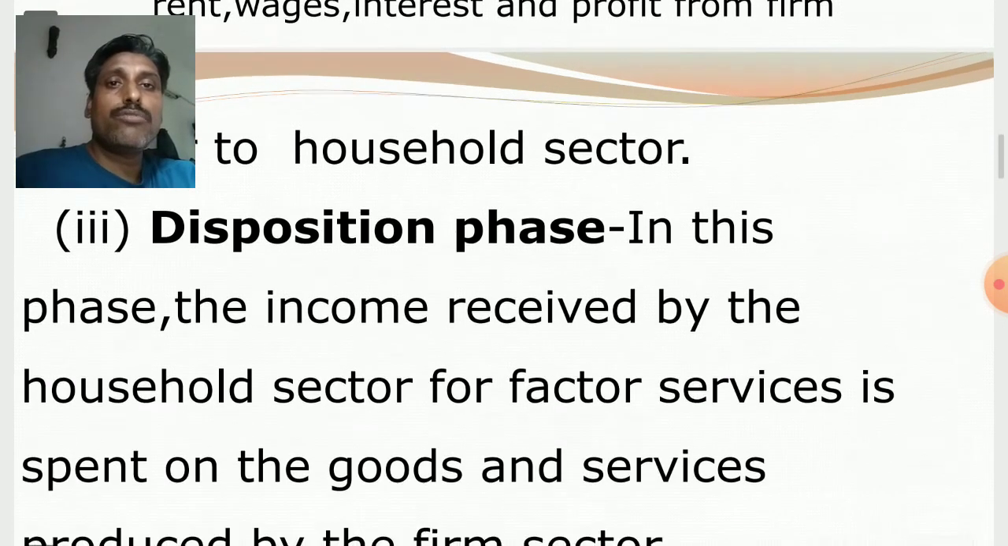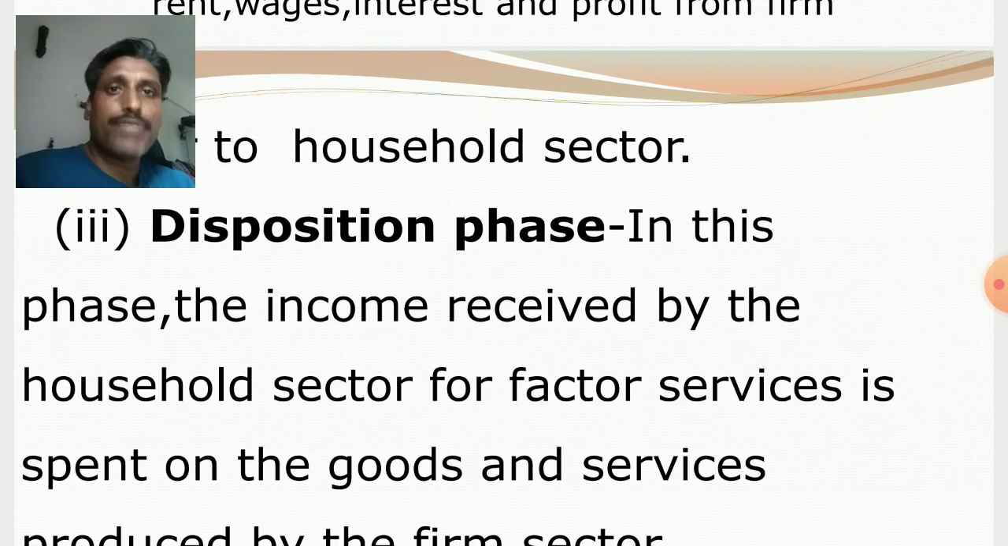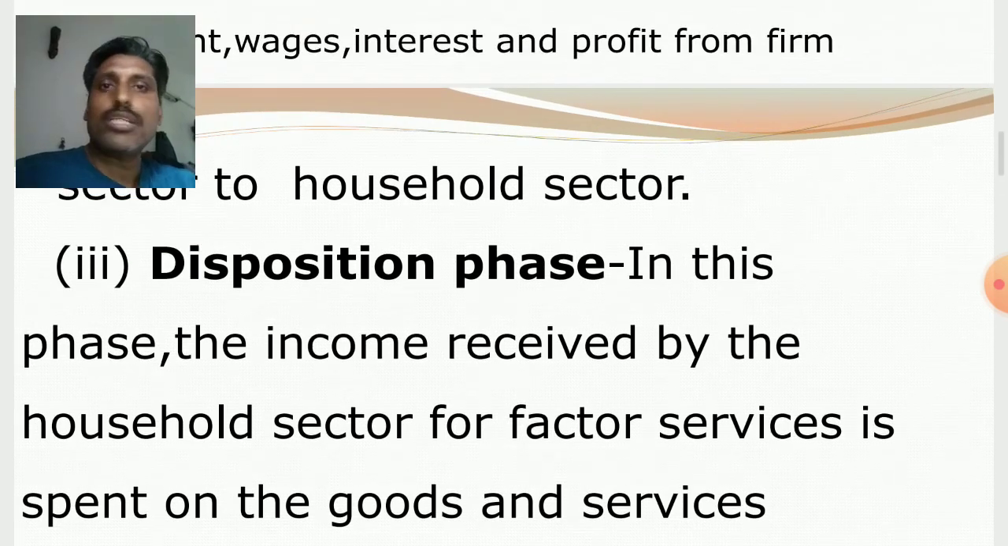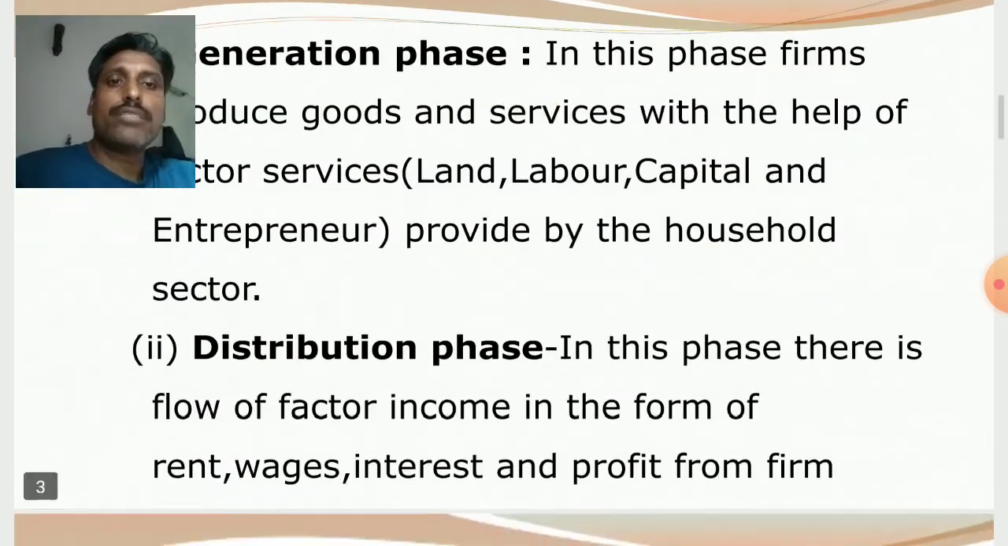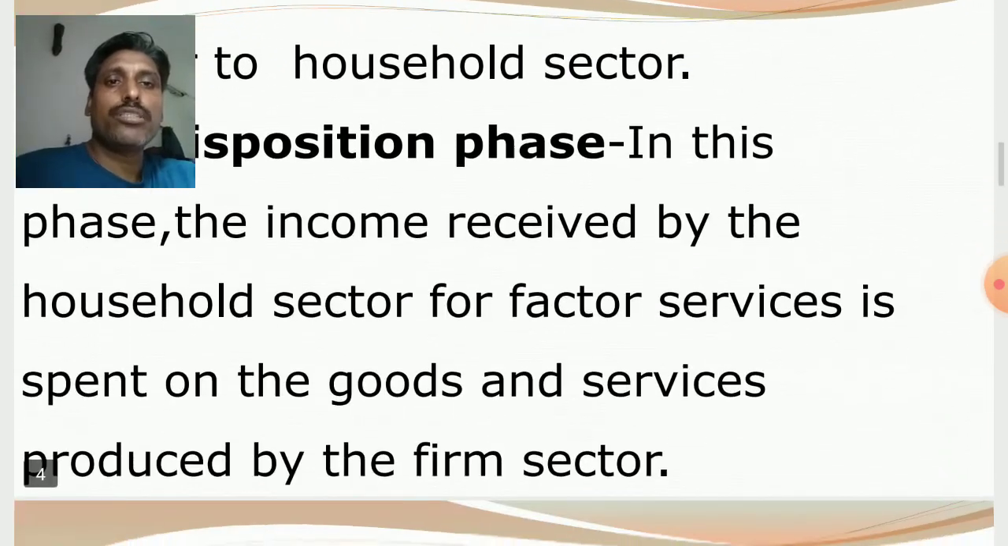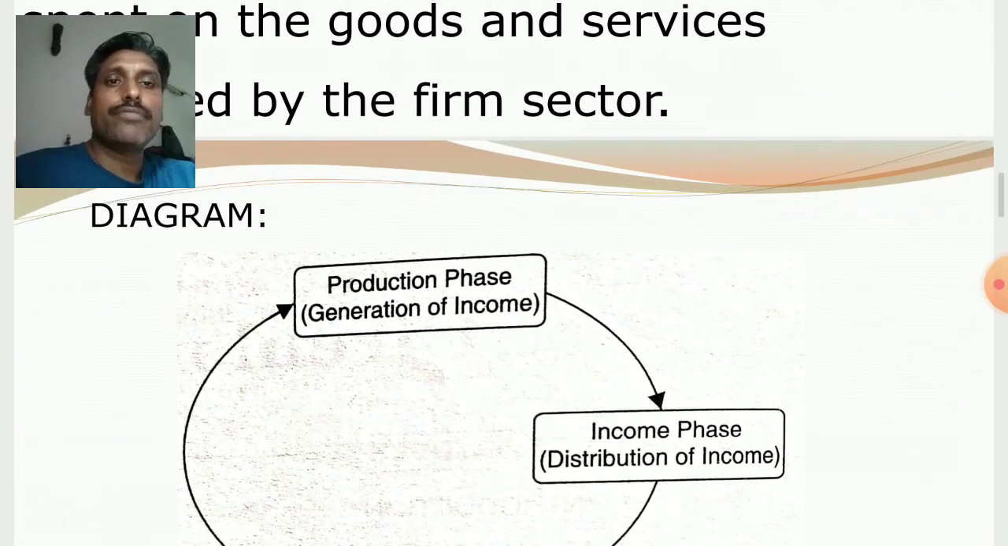Then, in the third phase, the disposition phase, the household sector receives factor income from the farm sector. Then again this income is used by the household sector to purchase goods and services produced by the farm sector. So three phases are there: one is the generation phase, second is the distribution phase, and third is the disposition phase. You see one diagram is given.